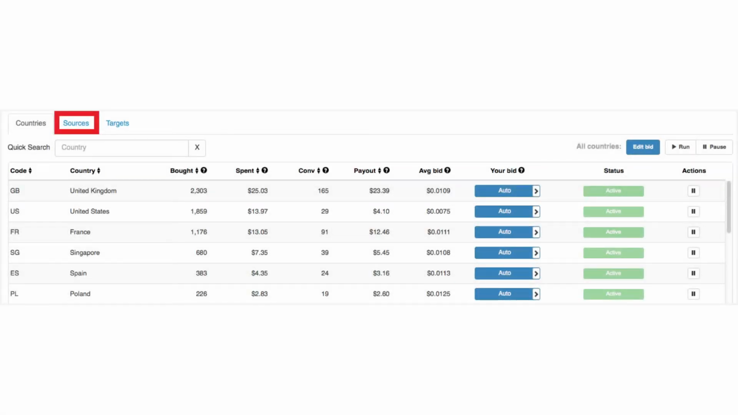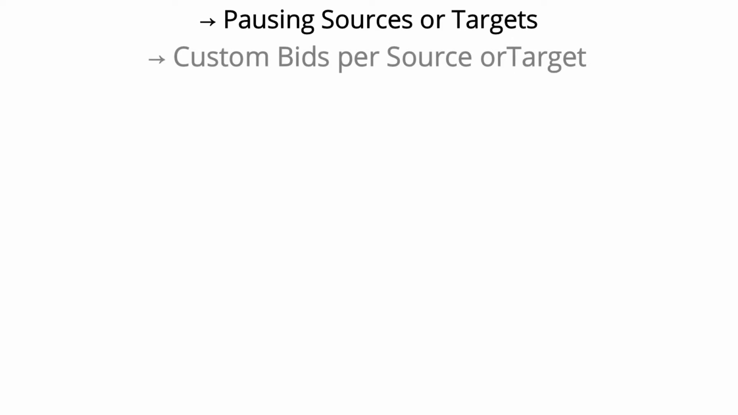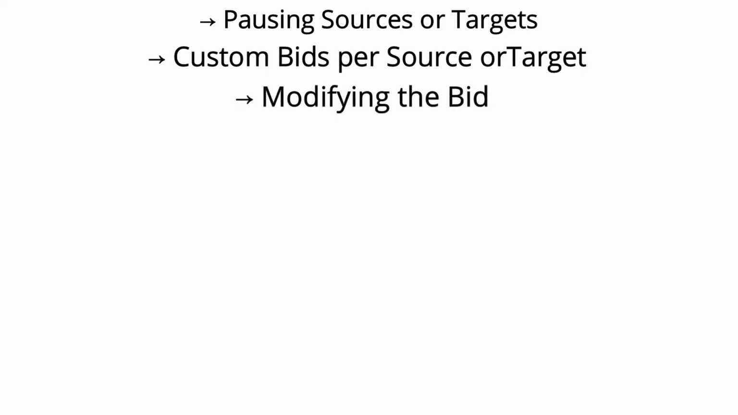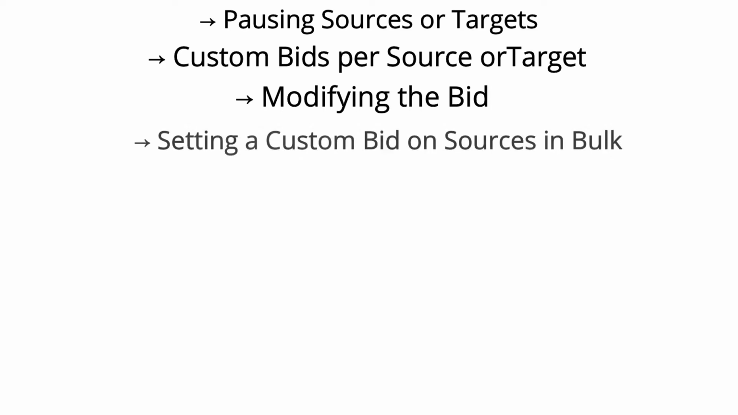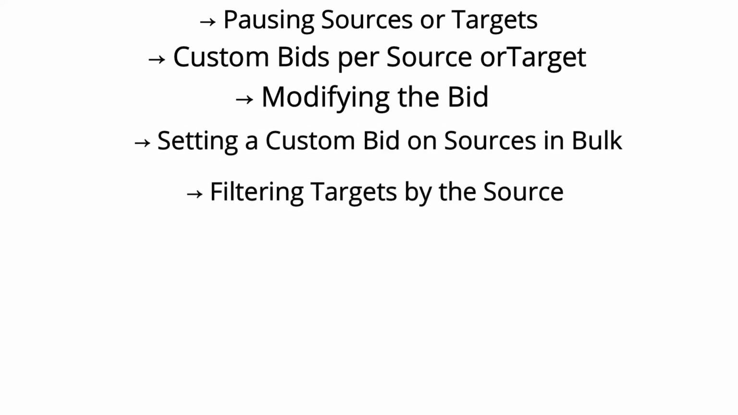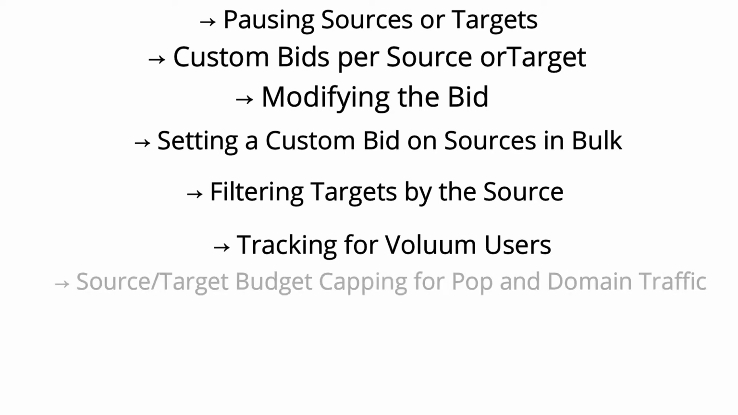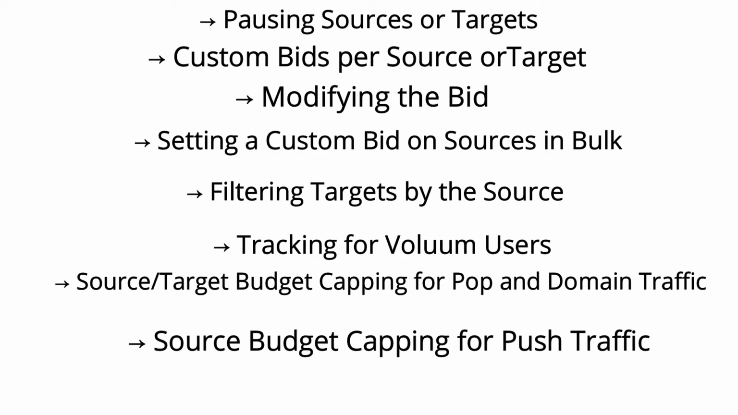The Sources tab shows data for all the targets that fall under that source, and it's available in the campaign details. So we're going to have to talk about a few things. This is just going to be a brief table of contents breaking down everything we're going to cover in this video. We're going to talk about pausing your sources or targets, custom bids per source or target, modifying the bid, setting a custom bid on sources in bulk, filtering targets by the source, tracking for volume users, source or target budget capping for pop and domain traffic, and then source budget capping for push traffic.